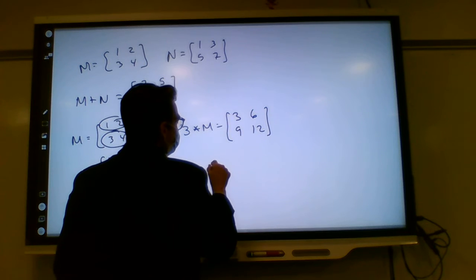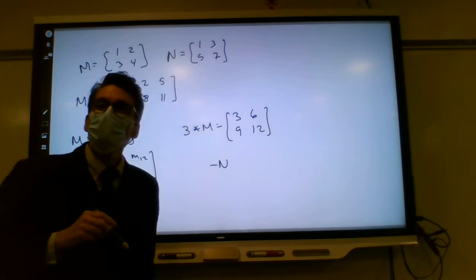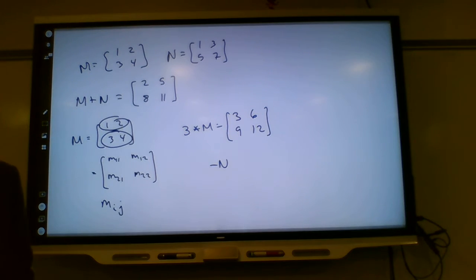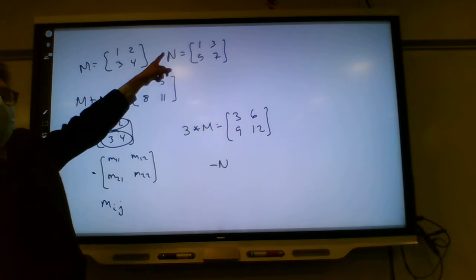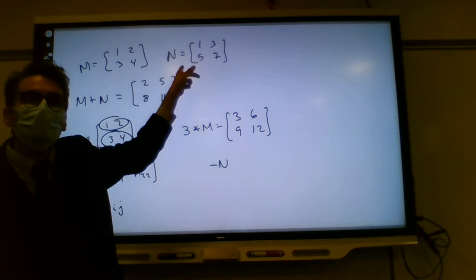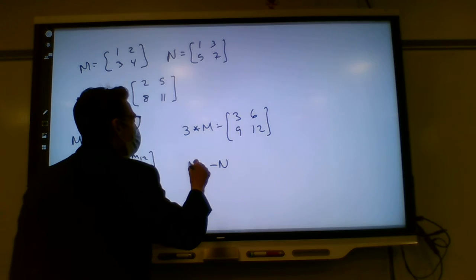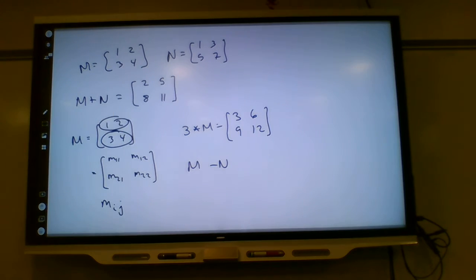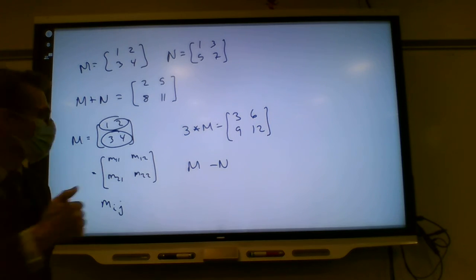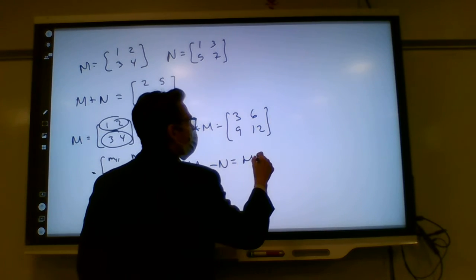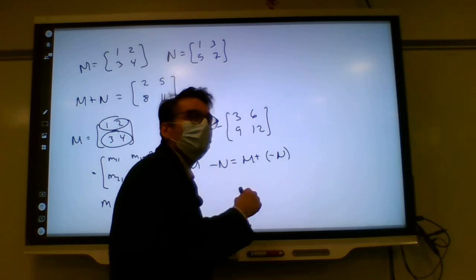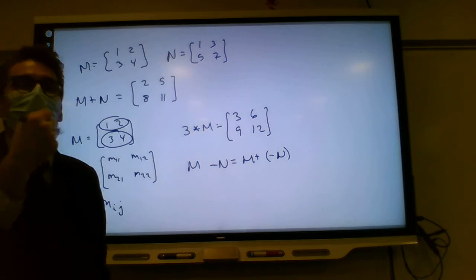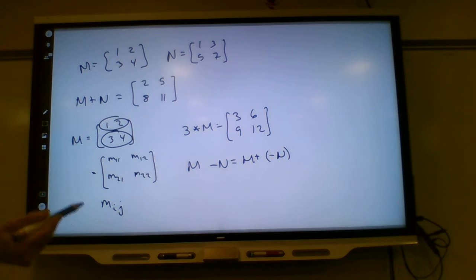So that means that negative n would mean what? Negative 1 times all of those pieces, right? Each individual piece. So what would m minus n be? Each component minus. Yeah, each component. This would be m plus negative n. And you just, component by component, subtract the thing in n from the thing in m. So what would we get in this case?